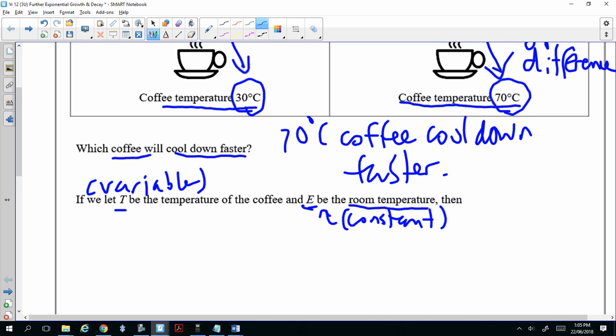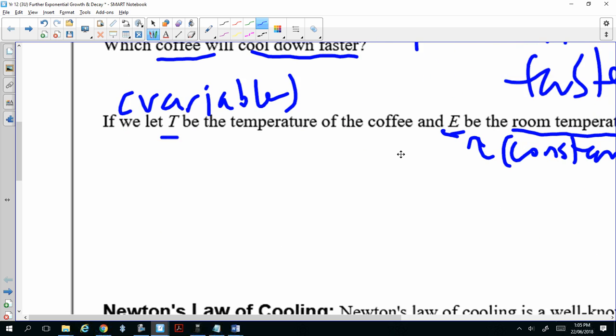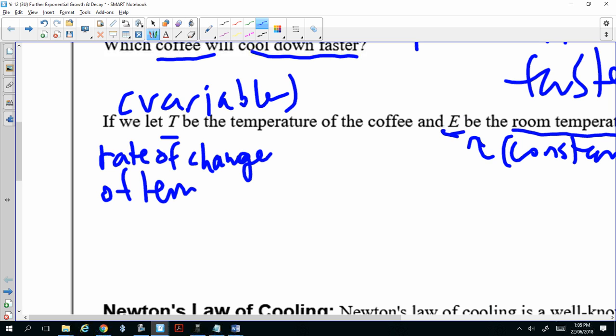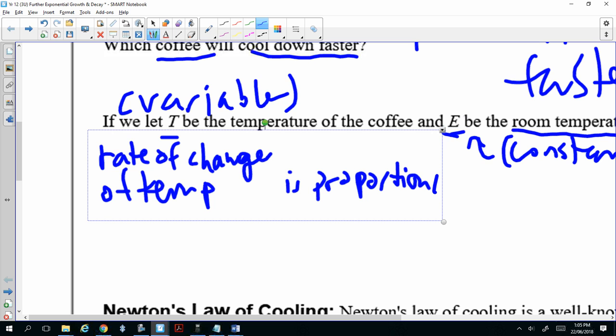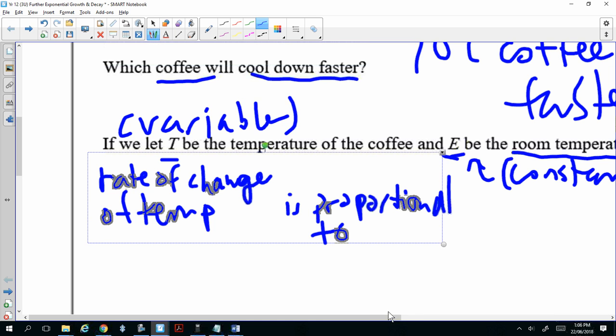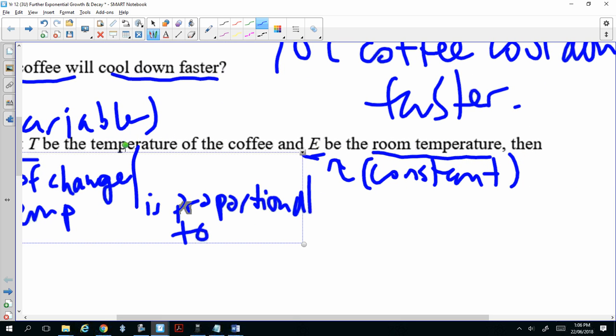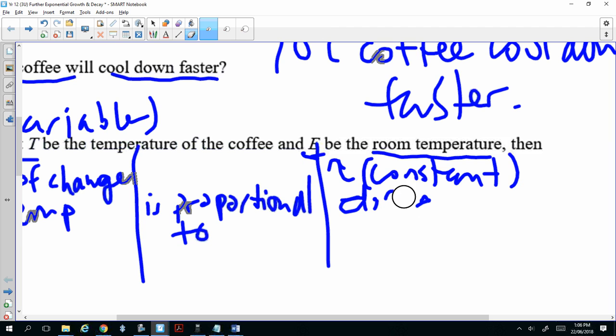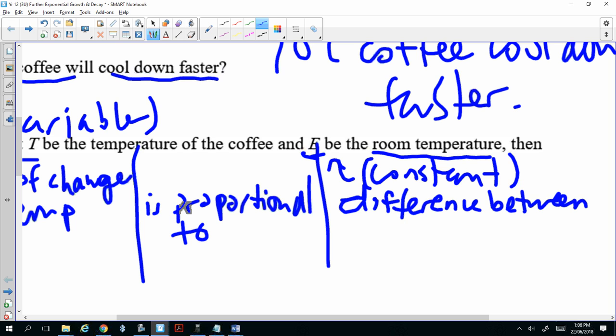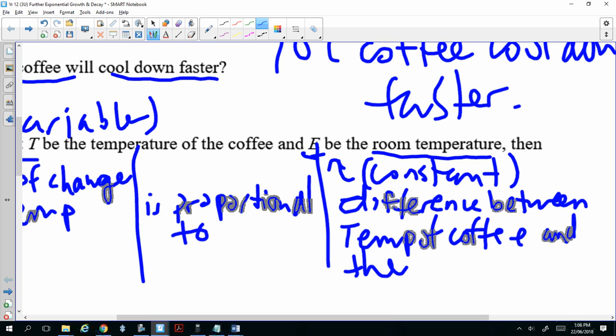Okay, so what we could see at this point is that the rate of change of temperature is proportional to the difference between the temperature of coffee and the room temperature.